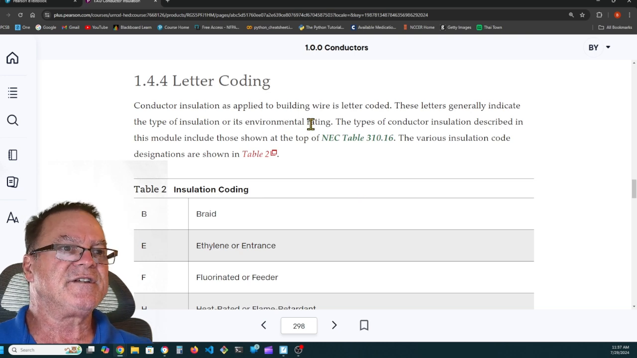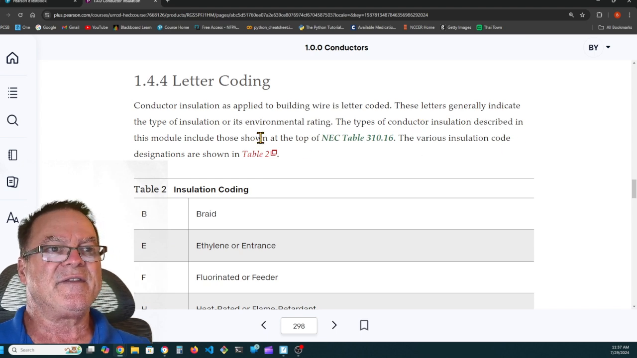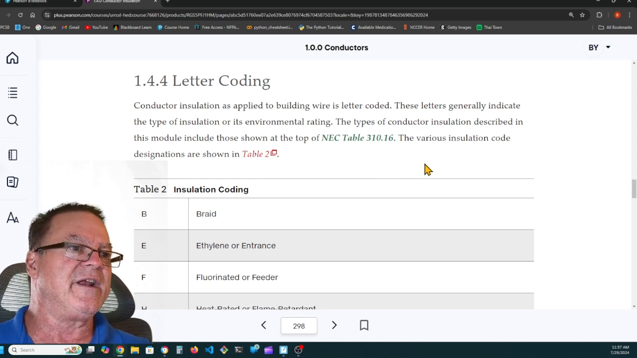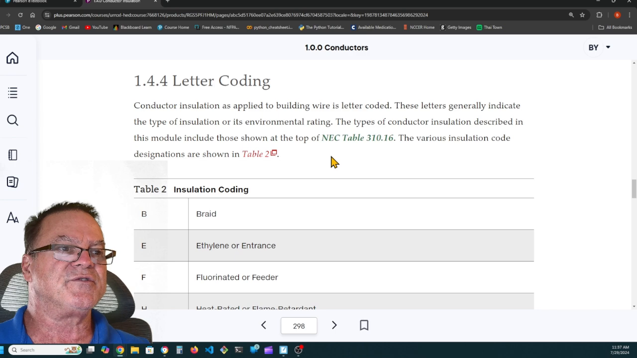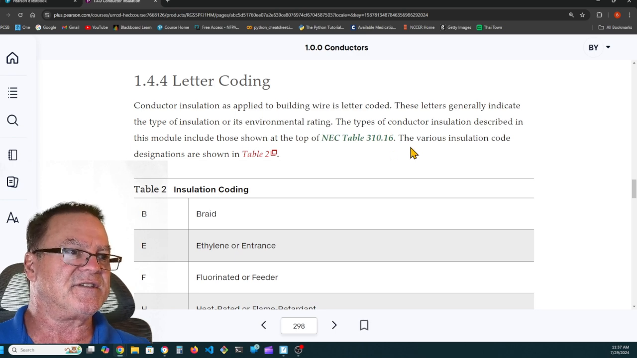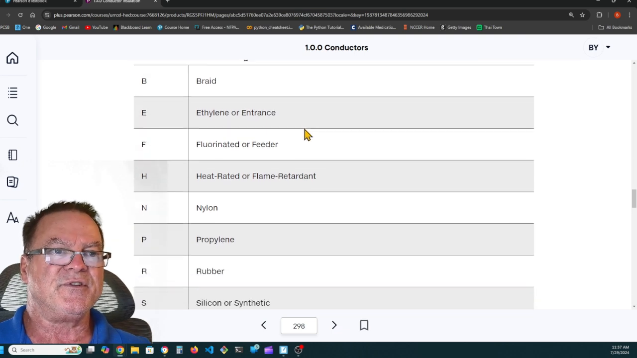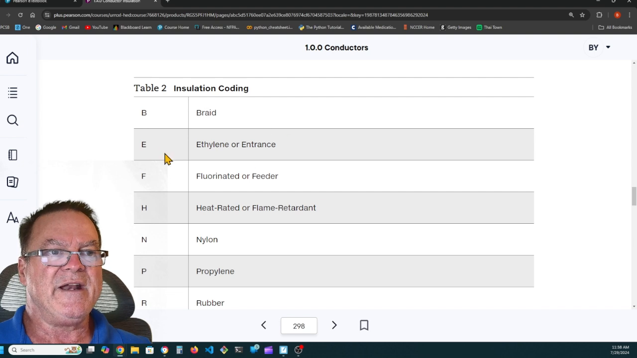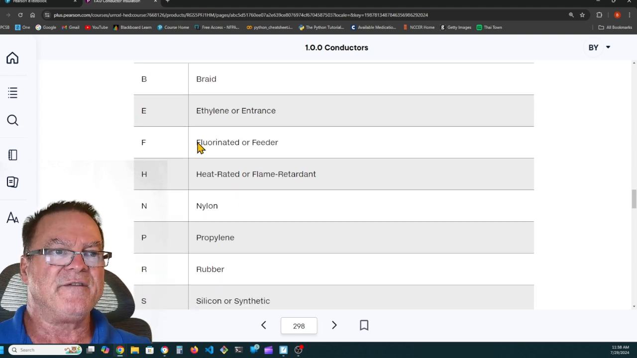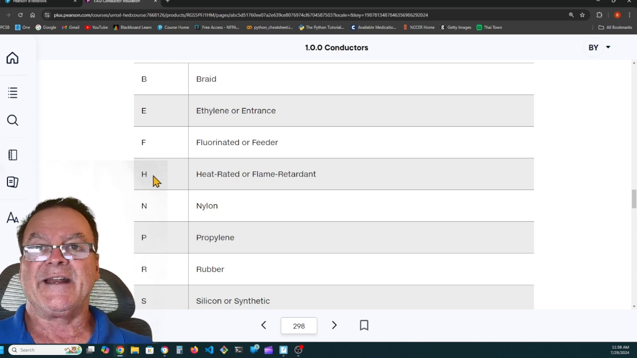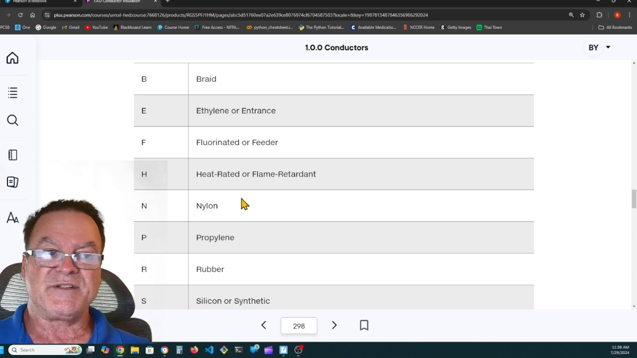Letter coding. Conductor insulation as applied to building wire is letter coded. These letters generally indicate the type of insulation or its environmental rating. The types of conductor insulation described in this module include those shown at the top of NEC Table 310.16. Various insulation code designations are shown in Table 2. So B is abrade, E is ethylene or entrance, F is fluorinated or feeder, H is heat rated or flame retardant. When you have two of them, it's high heat, it's 90 degrees Celsius. 1H is 75 degrees Celsius.